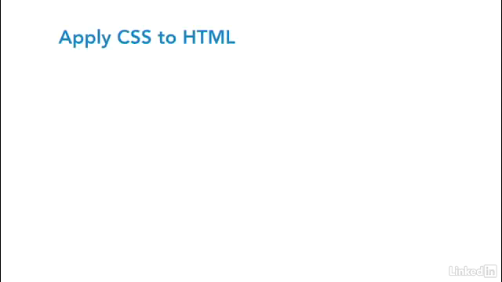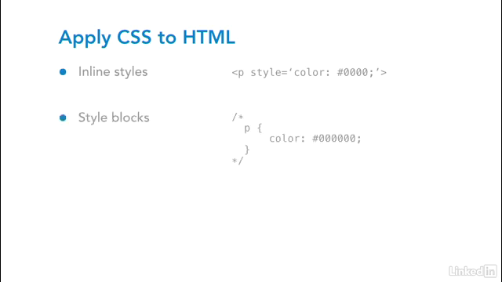When it comes to using CSS with HTML, there are a few ways to apply CSS to a file. First, you can apply styles inline directly to an element. You can apply styles in a style block defined directly inside of a web page, or you can apply styles from an external style sheet that ends in a .css extension. You can also use multiple style sheets for a single web page or website.